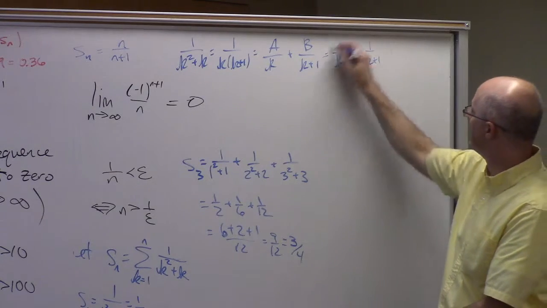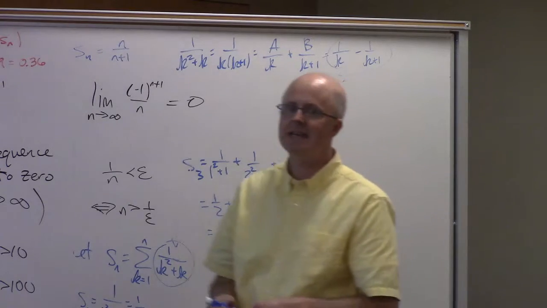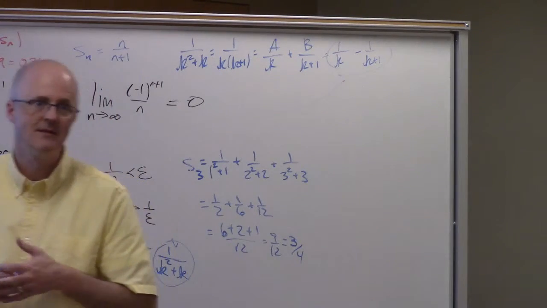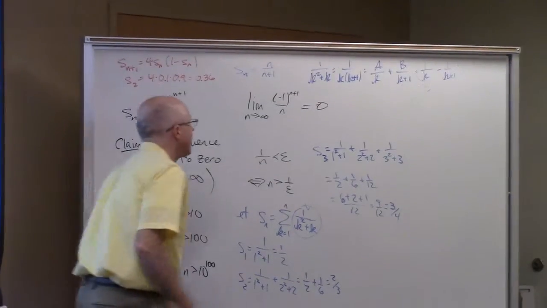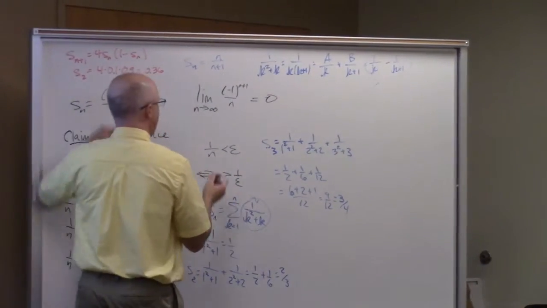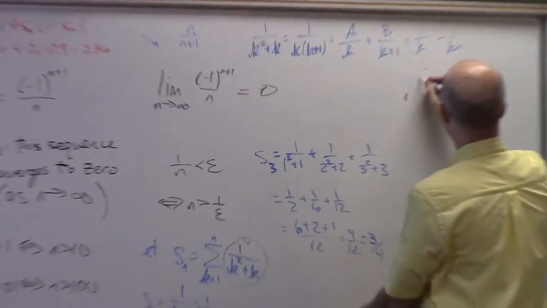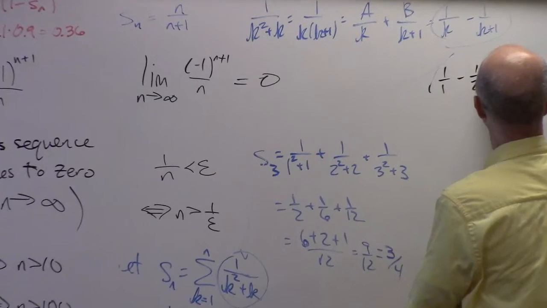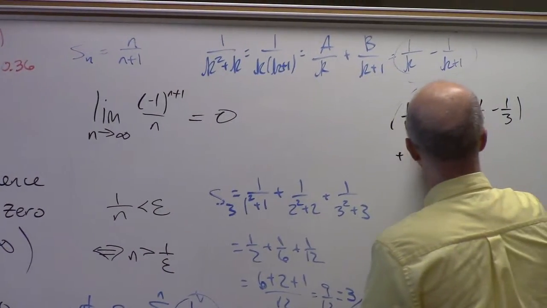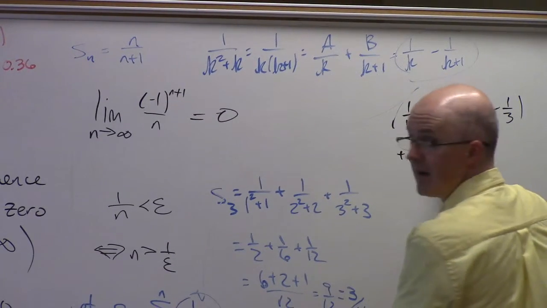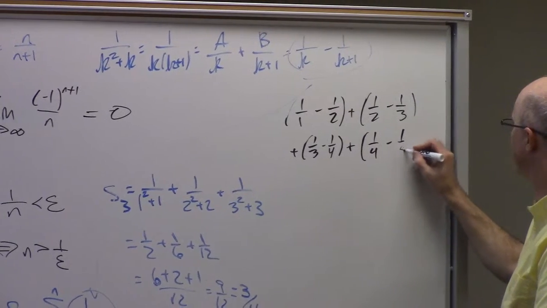And so it can be plugged in here in place of that. And when you do that, what you end up realizing is that a bunch of stuff will cancel. I suppose it's worth writing down. Make that replacement. The summation, when you do that, looks like this. When k is 1, you get 1 over 1 minus 1/2. When k is 2, you get 1/2 minus 1/3. When k is 3, you get 1/3 minus 1/4. When k is 4, you get 1/4 minus 1/5, etc.